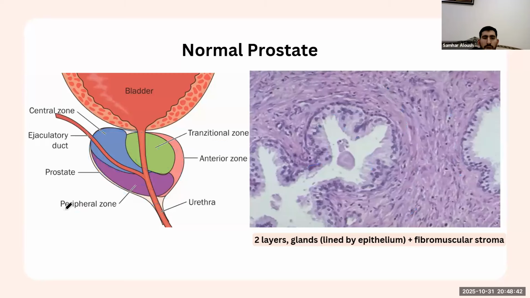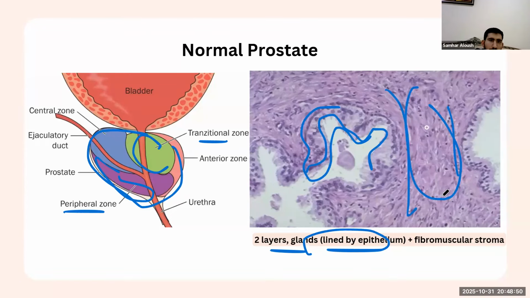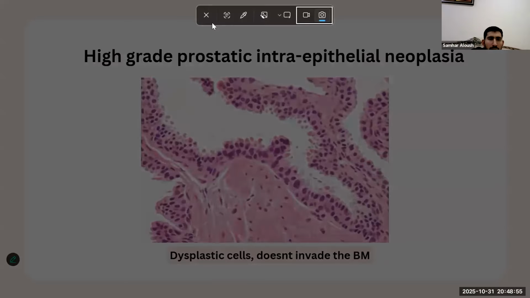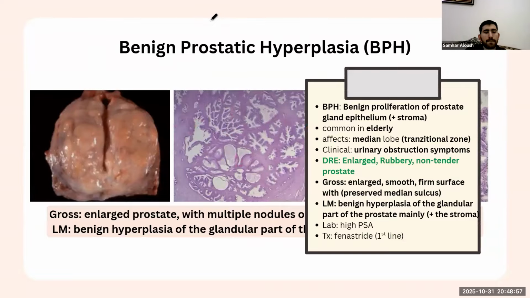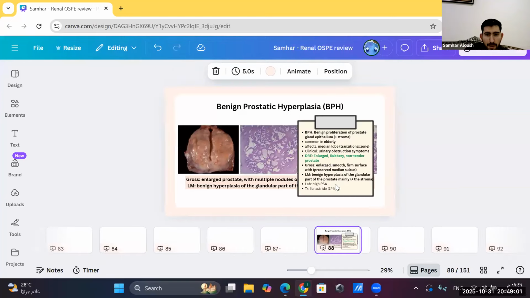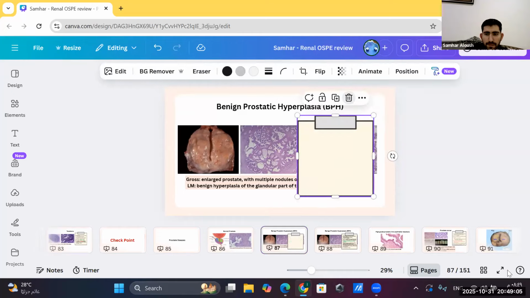Okay. Also the prostate is made of two layers: glands, which is the epithelium, epithelium and glands, and stroma, which is the muscles and so on. Let's start with the diseases of the prostate. Oh wait. I just wanted to see the picture.